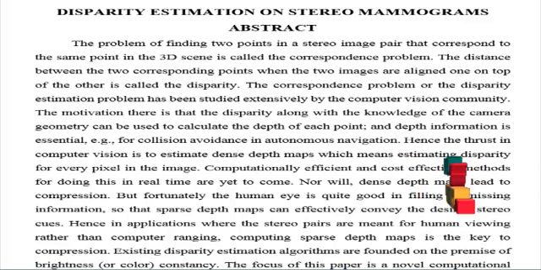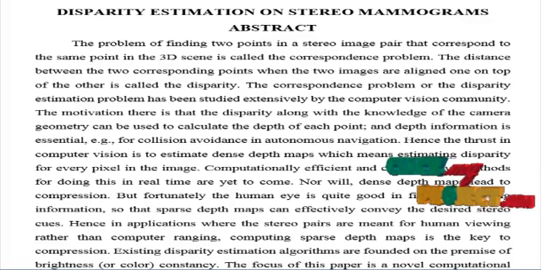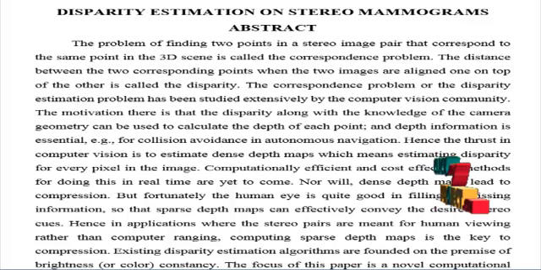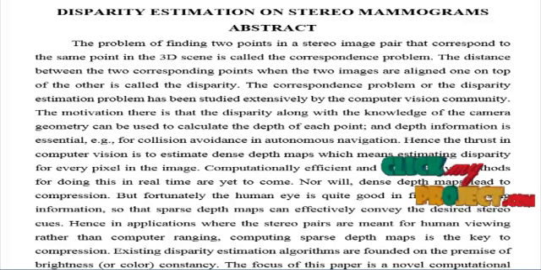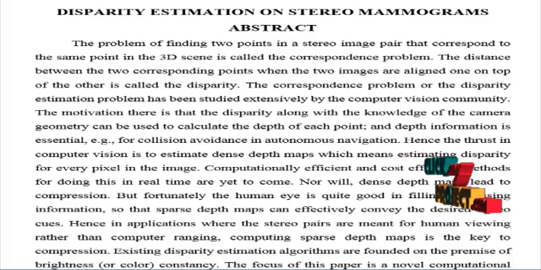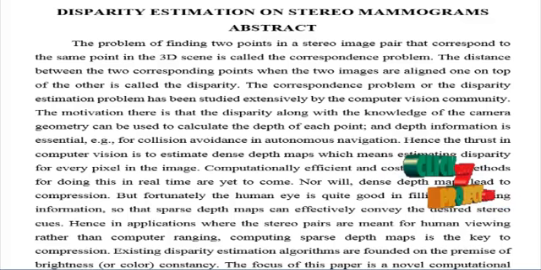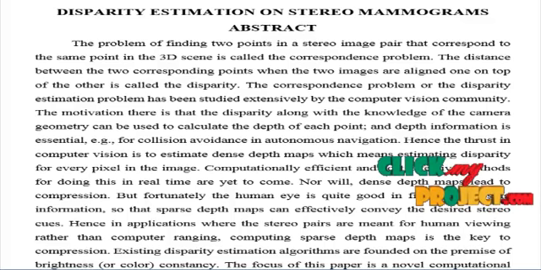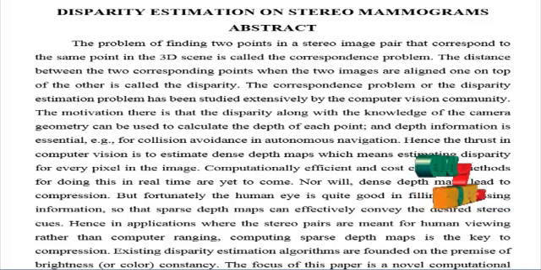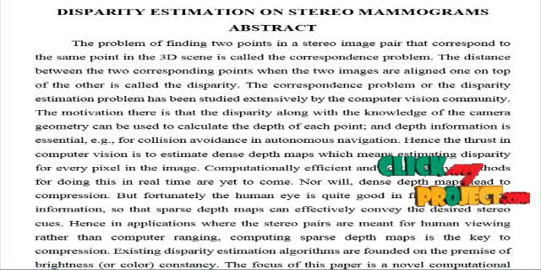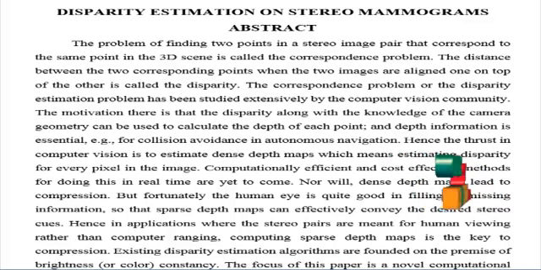The problem of finding two points in a stereo image pair that correspond to the same point in the 3D scene is called the correspondence problem. The distance between the two corresponding points when the two images are aligned one on top of the other is called the disparity. The correspondence problem, or disparity estimation, is used in computer vision.